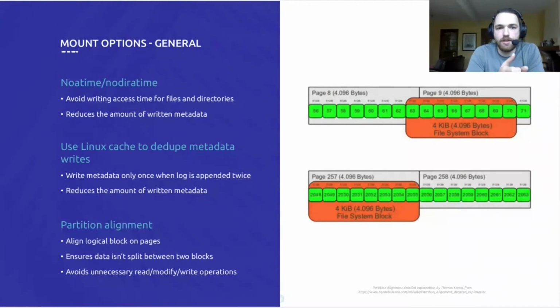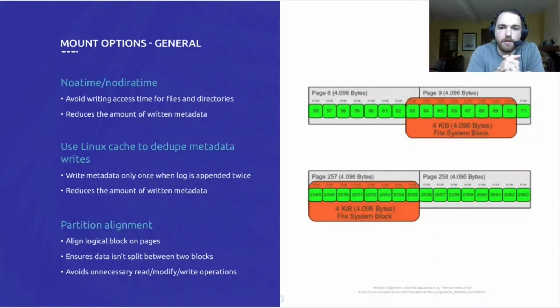You can also use the Linux cache to deduplicate metadata writes. Typically, in the case of a log, you first write one line, so your modify time is the time you wrote the first line. You write a second line, you have to either write the last modify time a second time, or the cache can just deduplicate it, so it writes the first line, the second line, and the last modify time. This reduces the amount of written metadata and is also good for the SSD lifetime because you reduce the write operations.